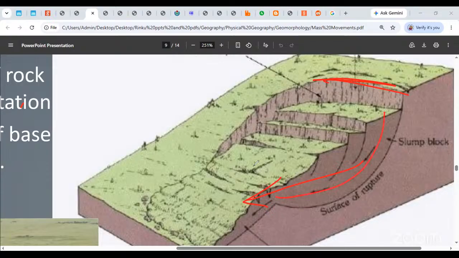This is called a slump. There is always a backward rotation, and you can see the bulge over here. Can you see that bulge of the accumulated material at the toe of the structure? Yes. Okay, so that is a slump.